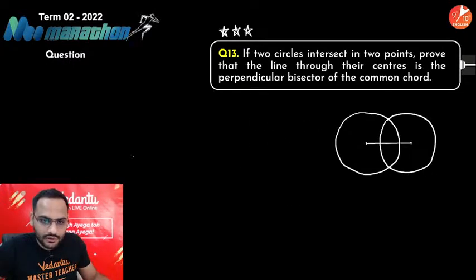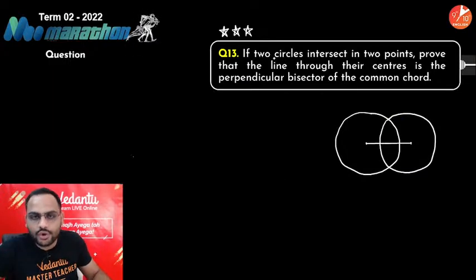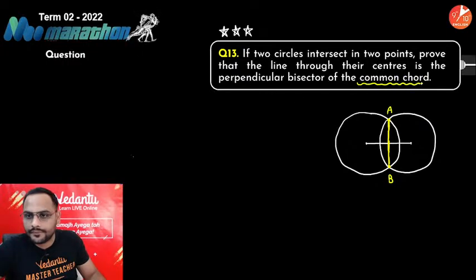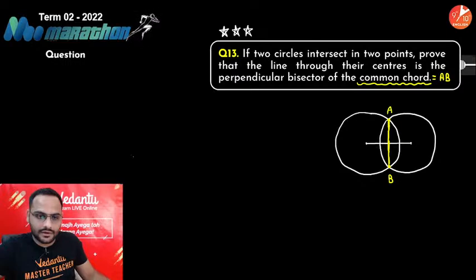To guys common chord kaun si hogi? Common chord will be, dekho there are two common points between these two circles. One is over here, another is over here. If I join these two with a line, this line say AB, this AB is going to be the common chord. Right? Let's say the center of this circle is, let's say, O, and center of this circle is, let's say, O dash.